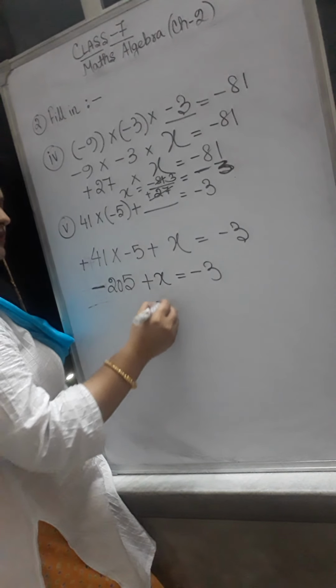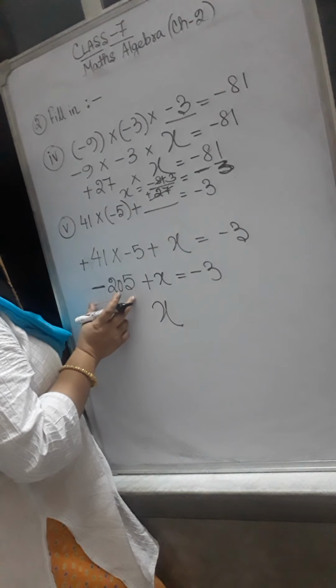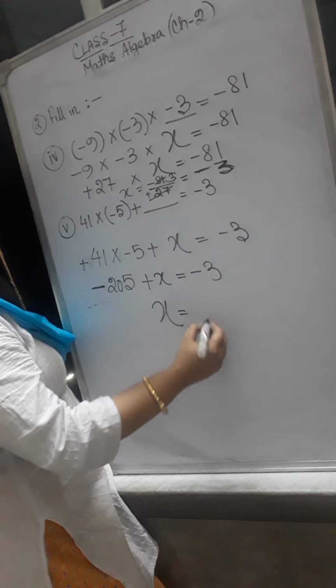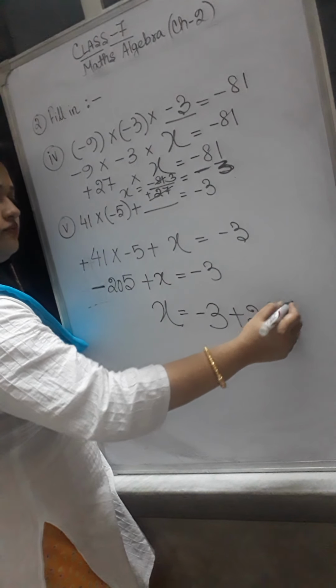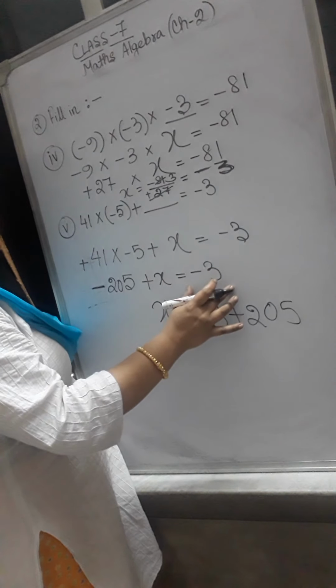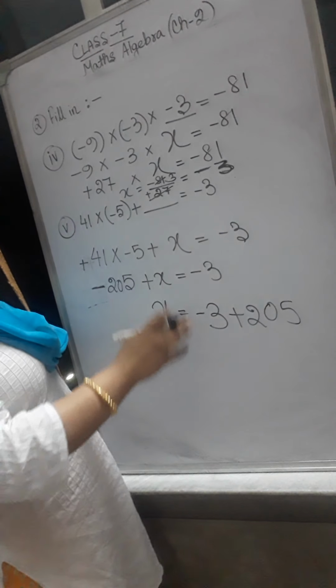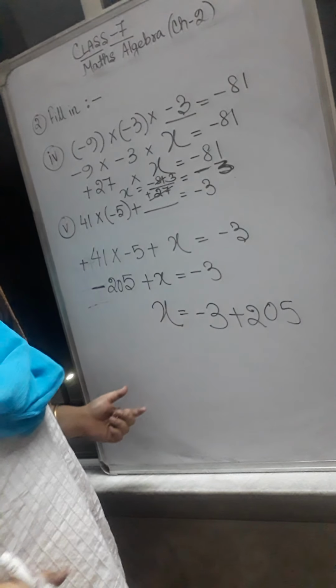Now in order to find the unknown, we will shift the known value to the right hand side. So minus 205 will change and become plus 205. But remember, the sign of minus 3 is not changing because it is still kept on the side where it was. There was no change of sign.